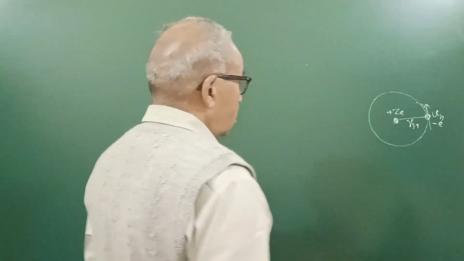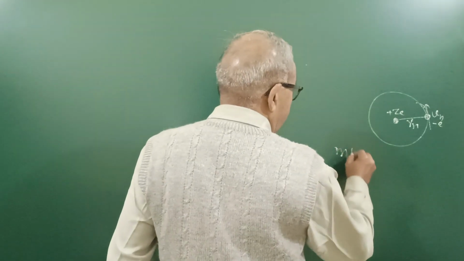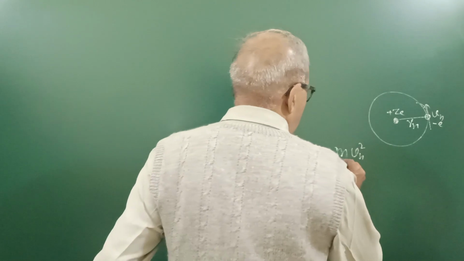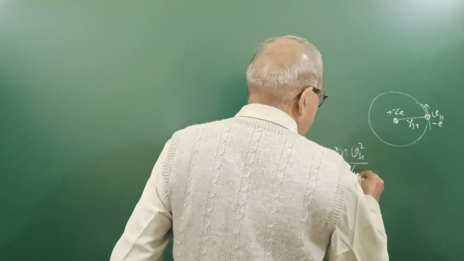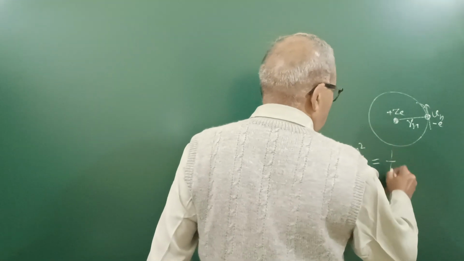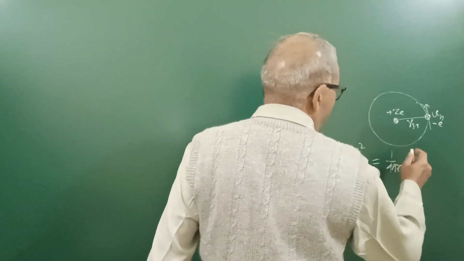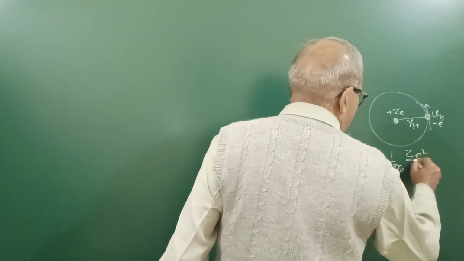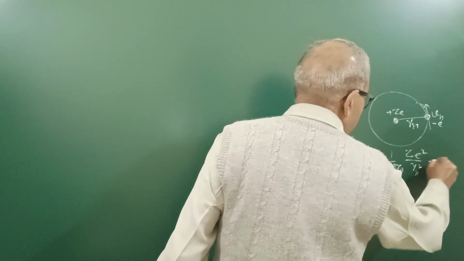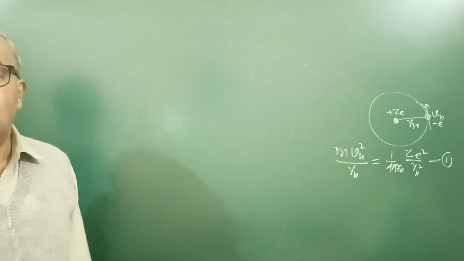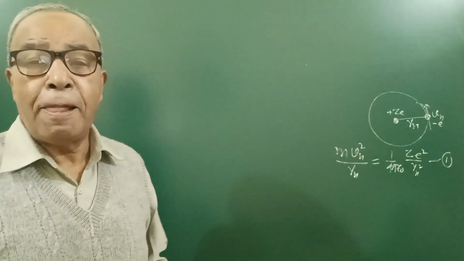That way, I told you m Vn square upon Rn is the centripetal force required, which will be equal to 1 upon 4 pi epsilon 0 times Ze square upon Rn square. This is the first mathematical postulate of Bohr theory.